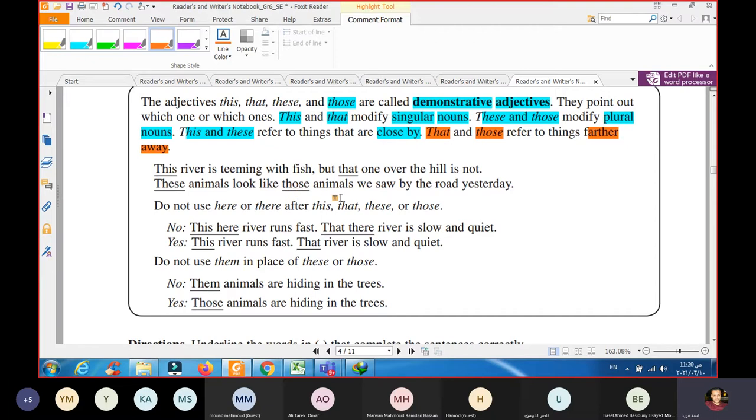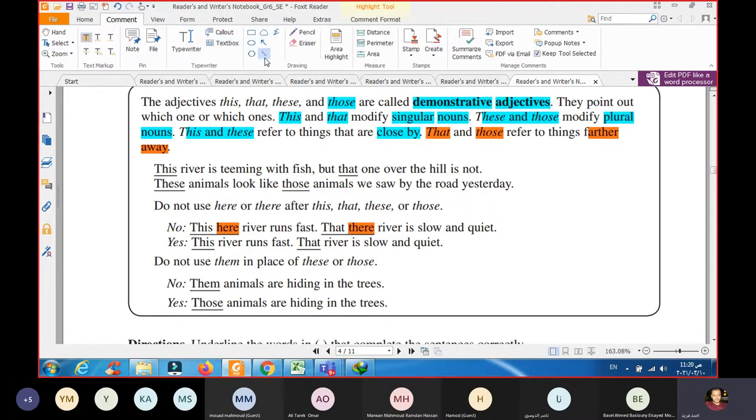But here it gives you a hint to be used. Do not use here or there after this, that, these, or those. Look at this: "this here river." No, no, no, it doesn't work. This river runs fast. That river is slow and quiet. So do not use here or there. We're not going to use them.